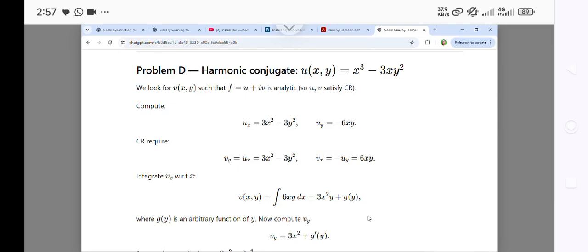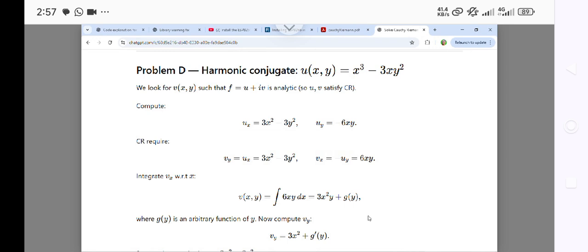So this question is a question on harmonic conjugate, problem D. Whenever we are given only u in a function, we are expected to get the second part of that function f. That's the main function f, and that second part is v.